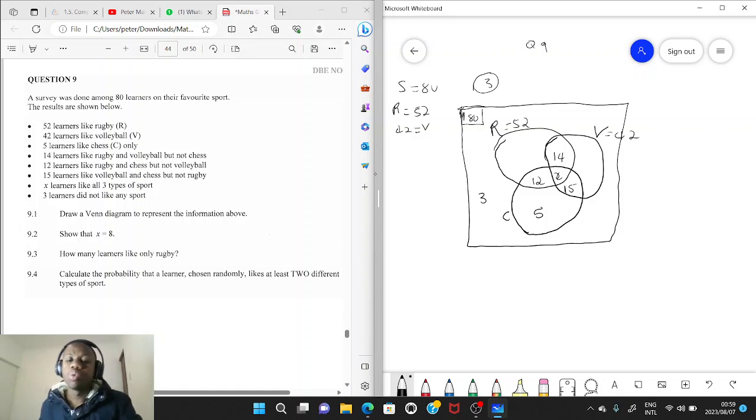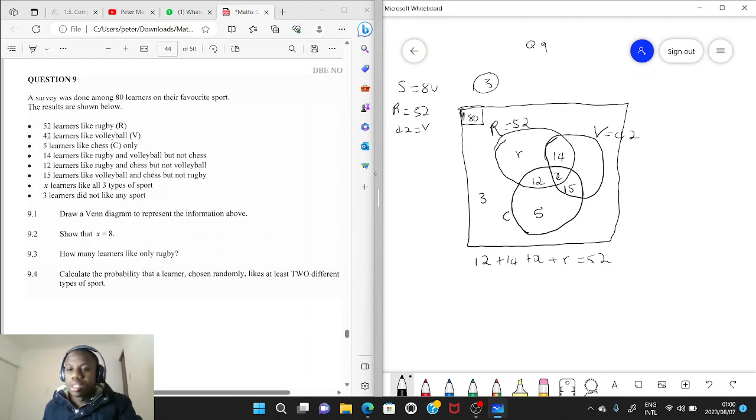Now we have to fill in these spaces, right? We know that the sum of everything in this circle is equal to 52. So I'll have 12 plus 14 plus x plus, what is our unknown? Let's name it smaller r. Plus r is equivalent to 52, right?